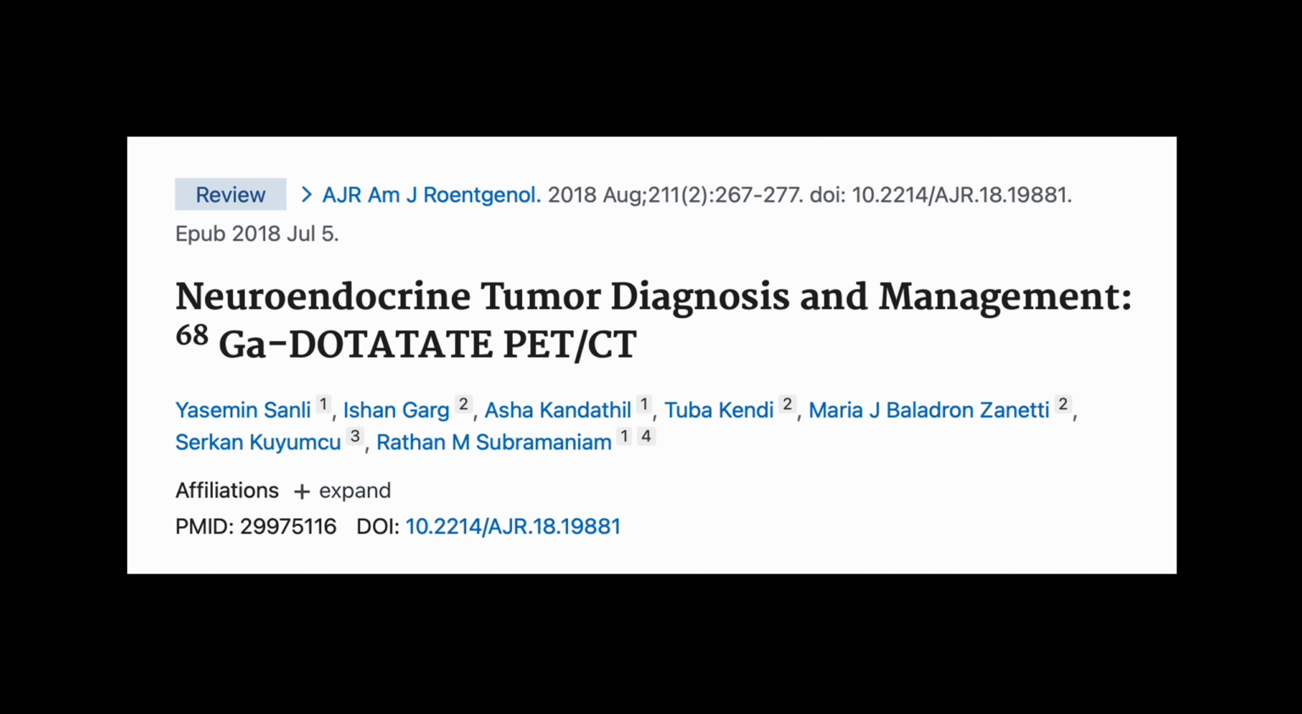Here is a good review article on neuroendocrine tumor diagnosis and management using gallium-68 DOTATATE PET-CT.